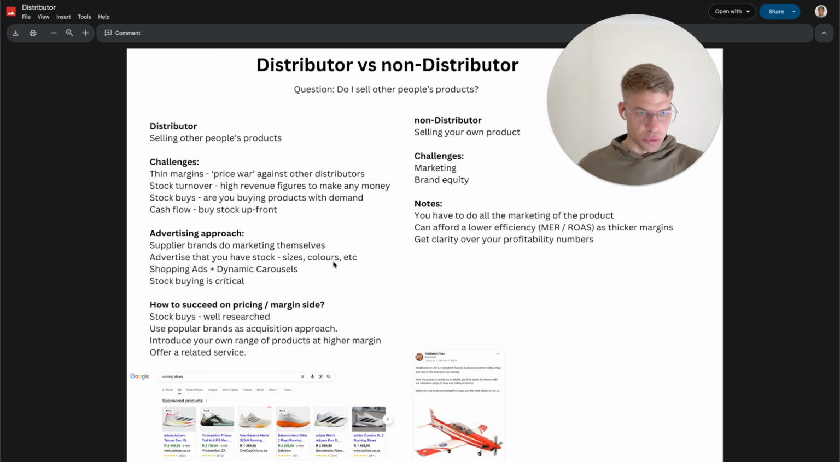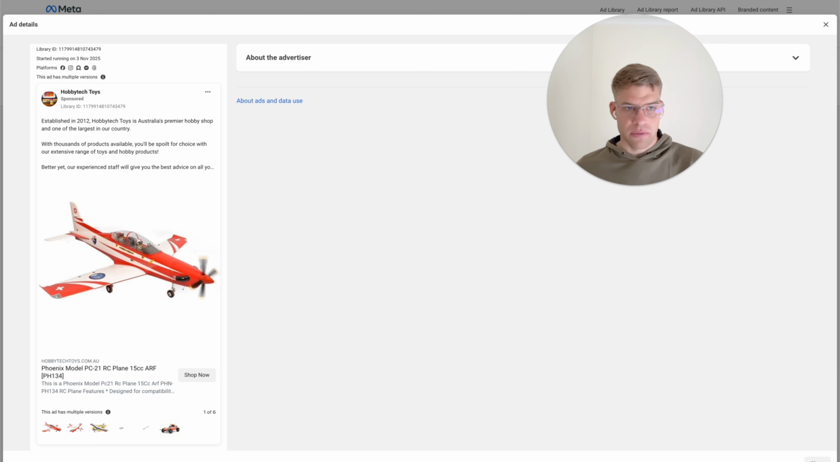colors, etc. you stock. Then just in terms of the advertising approach for a distributor, I'd recommend prioritizing advertising placements that, number one, are cheap, and number two, effectively show what stock, sizes, colors, etc. you have in stock. And there are two main areas that you can use to follow this approach. Number one is shopping ads, and then number two is any sort of dynamic ad on Facebook, so dynamic carousel, collection ad, etc.